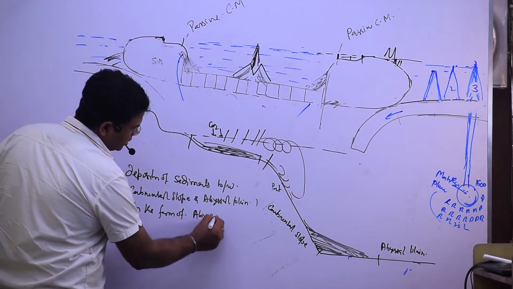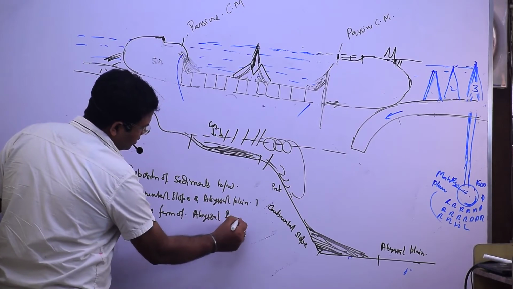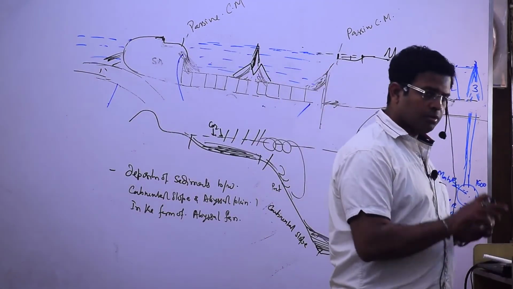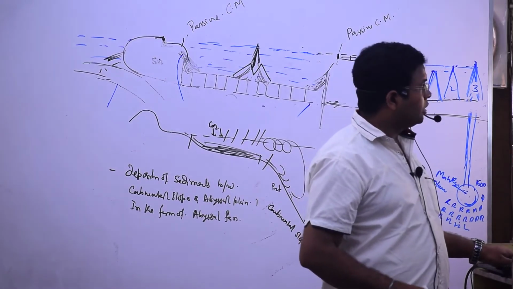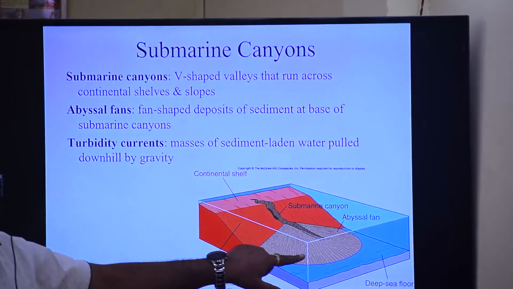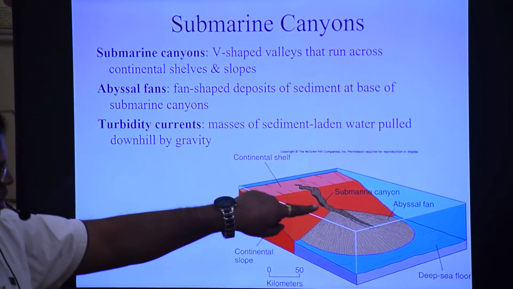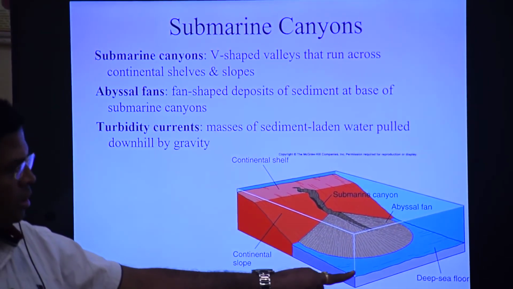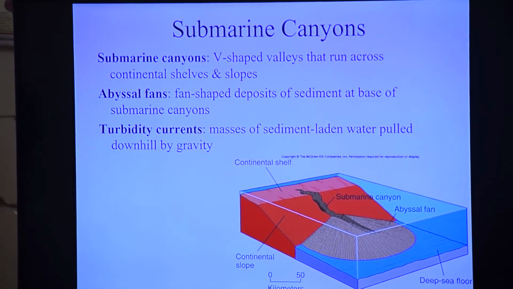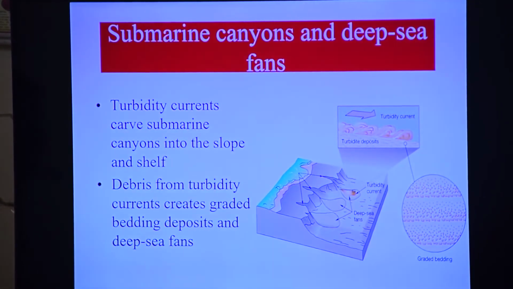In the form of abyssal fan. Which fan? Fan shape में. It is in which shape? If you are able to see the deposition of sediments, this deposition of sediment is taken from slope to abyssal plain. This is clear. And you can see, like I said, that so many submarine canyons.